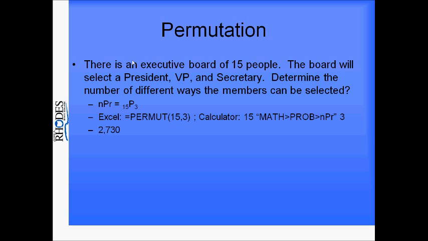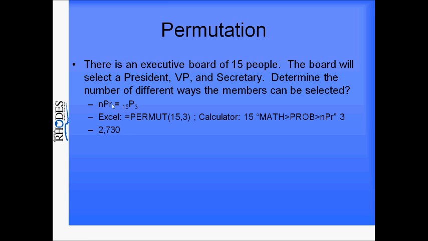See, in that case, it would have been a combination. But because we have these three different things, president, vice president, secretary, that means order matters. So we're going to use permutation. So when you plug it in, it's 15P3, and then you get 2,730.